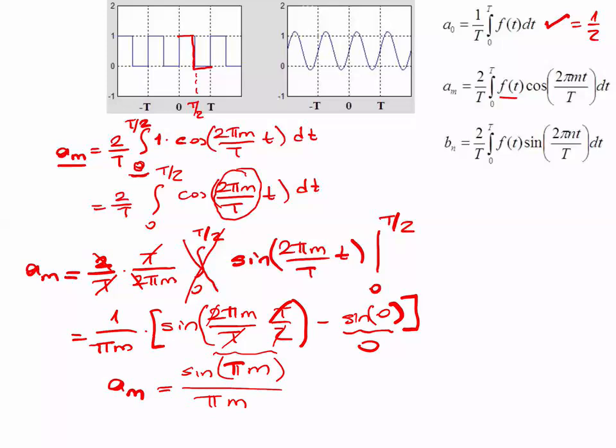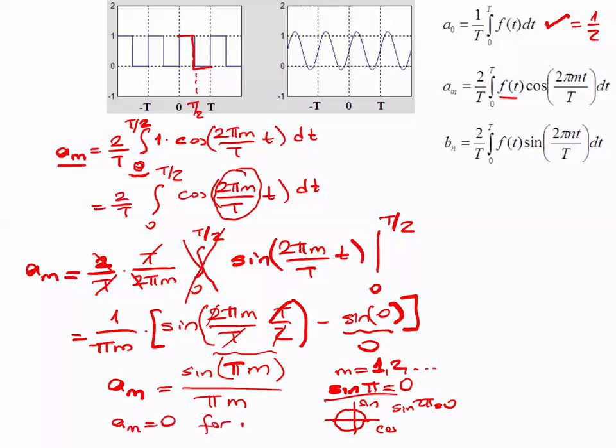If you put 1 instead of m, you're going to get sine pi. What is sine pi? If you draw this, this is cosine, this is sine, and it's going to be at pi. It is 0. What is sine 2 pi? It is 0. Sine 2 pi is also 0. For any m, this is going to be equal to 0. So A_m is equal to 0 for all m equal to 1, 2, 3, and so on. Okay, so this is how we approach this problem.